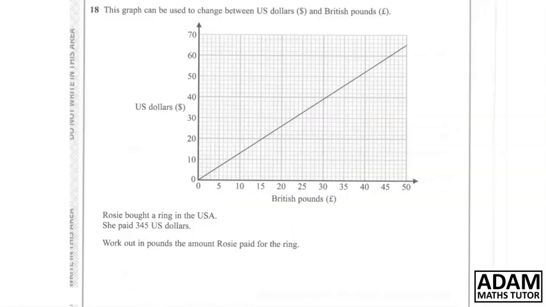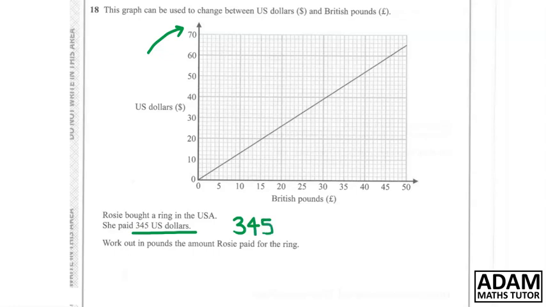Question 18. This graph can be used to change between US dollars and British pounds. Rosie bought a ring in the USA and she paid $345. Work out in pounds the amount Rosie paid for the ring. So the graph for dollars doesn't actually go up to 345, so you're not directly going to be able to use this value.